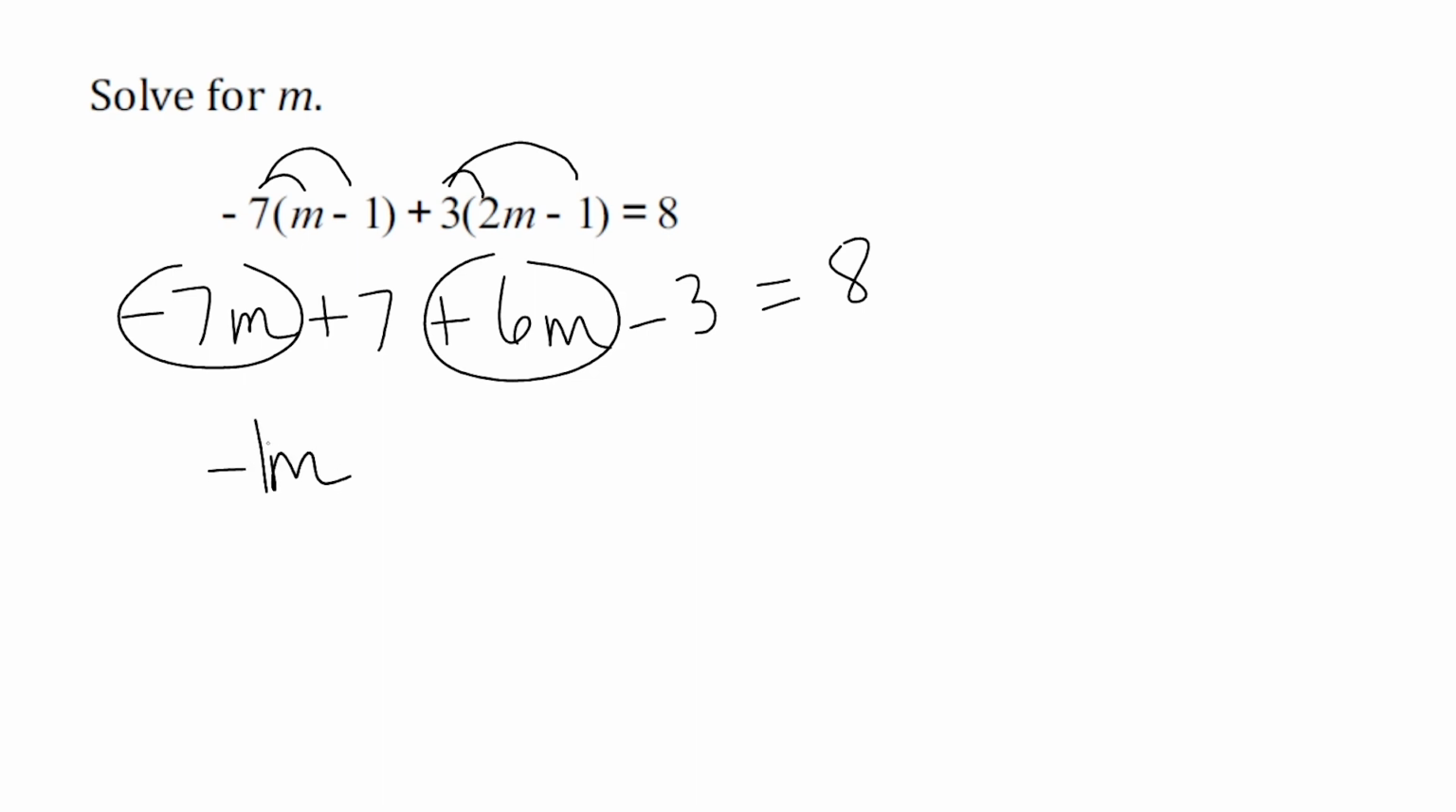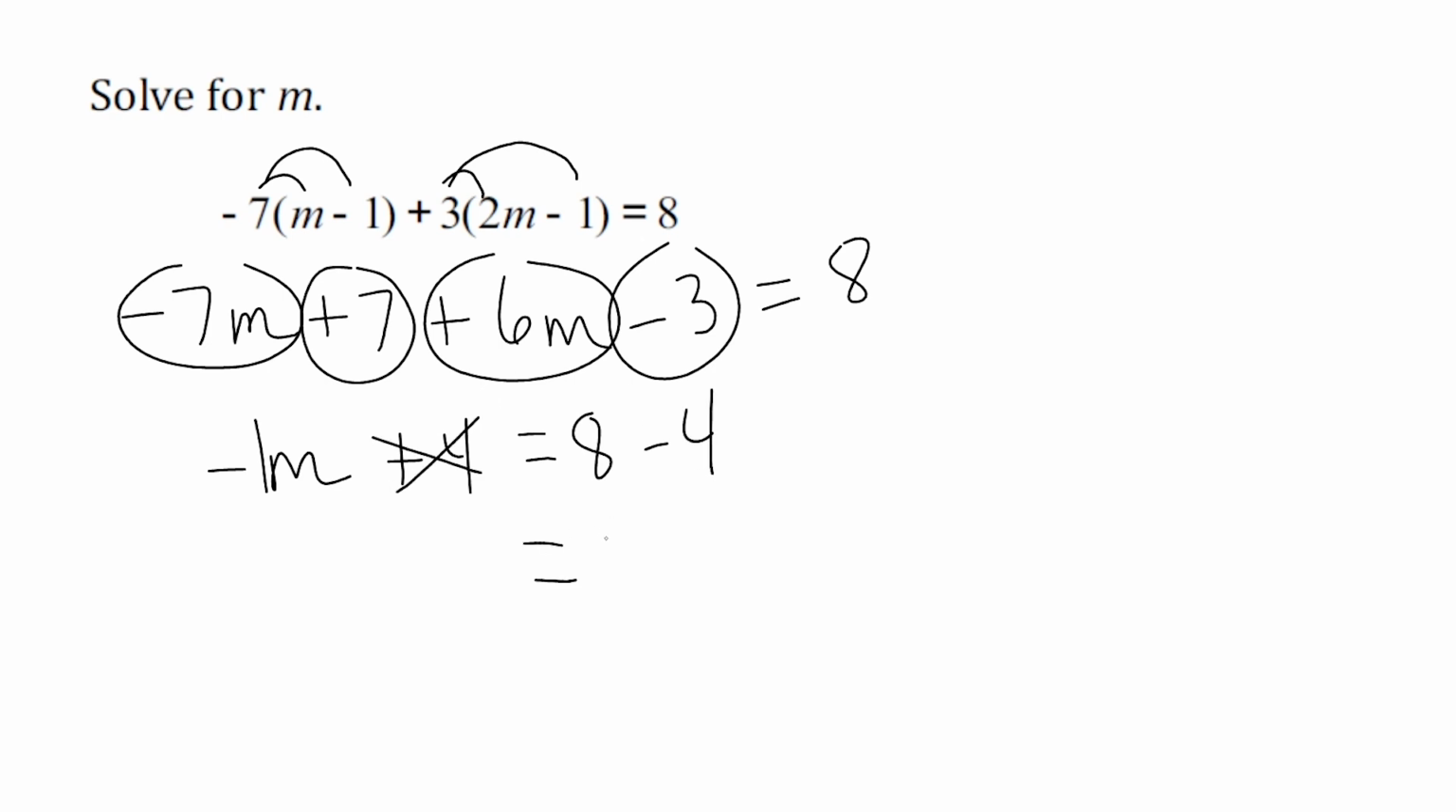But let's just stick a 1 there for now. And then we have basically just 7 minus 3, which is 4. So we write +4 equals 8. Now we're going to take this constant of +4 and move it to the other side by subtracting 4. And 8 minus 4 is 4.